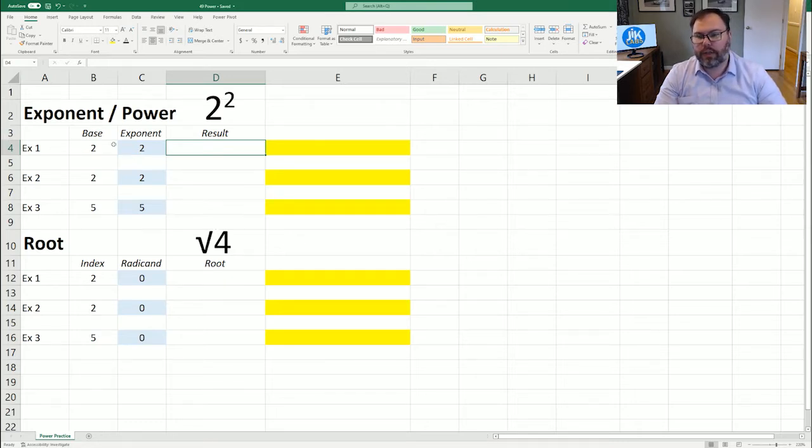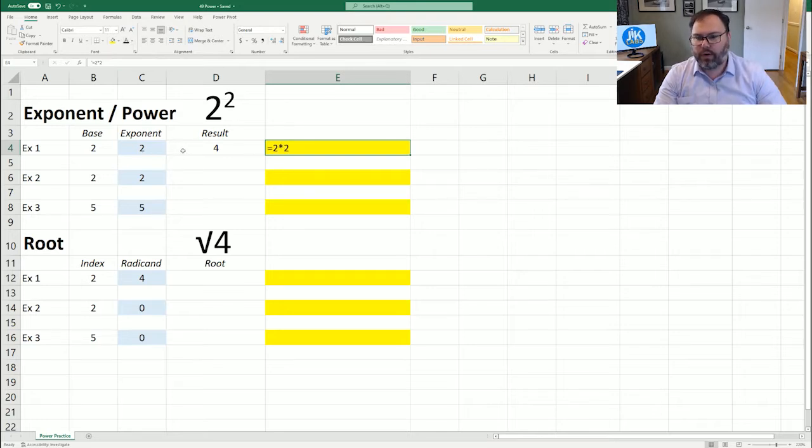As we all know, we have the base, and the exponent is shown here up in D2 is 2 to the second. And we all know that is 2 times 2. Pretty easy, and that equals 4. So let's show you that.